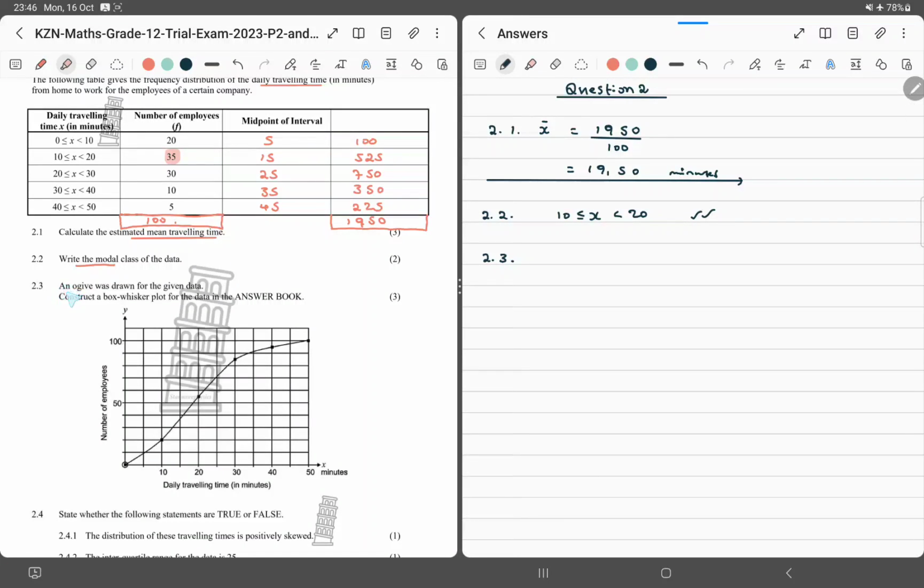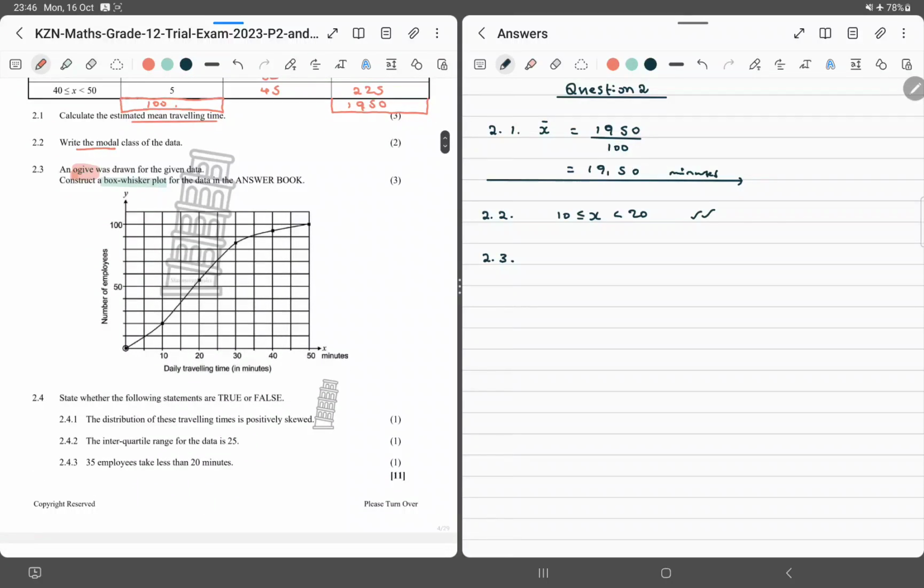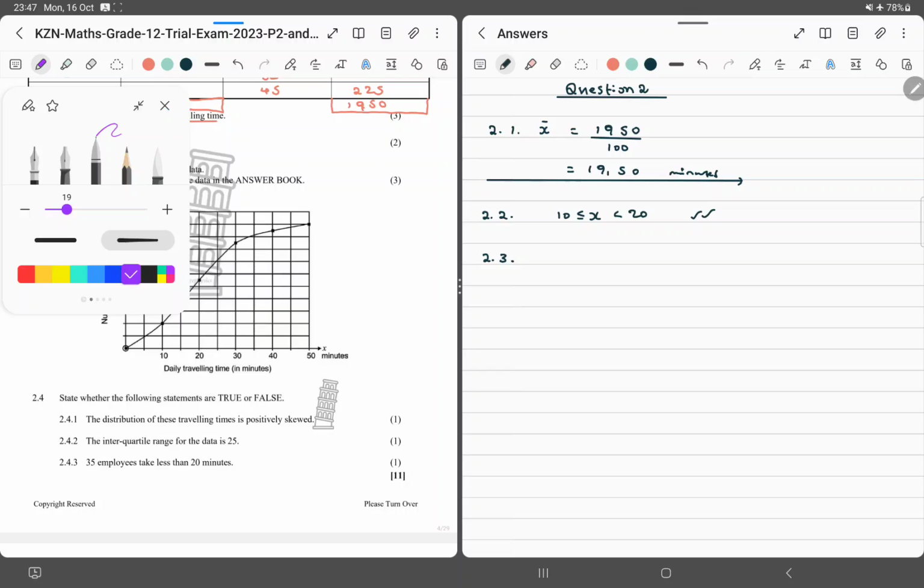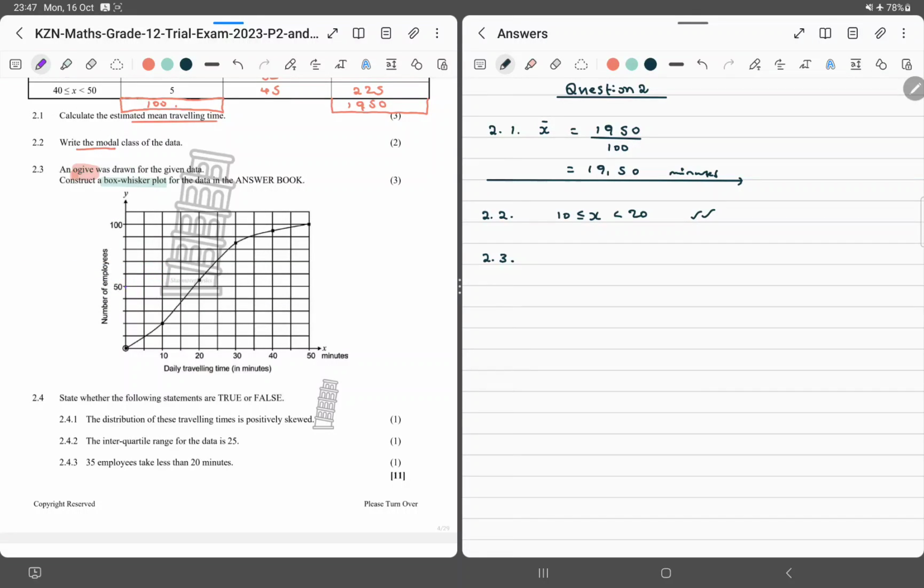2.3 says an ogive. Remember, this word is ogive. An ogive is drawn for the given data. Construct a box and whisker plot for the data in the answer book. Now we need to work on our diagram a little bit before we can get to that. So first of all, we need 50% of our data. Okay guys, so basically what we need is to find 50%.